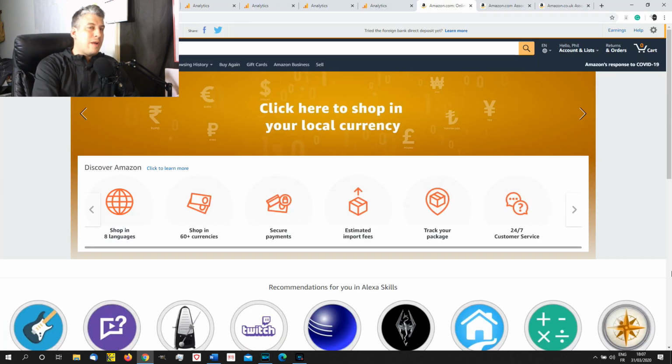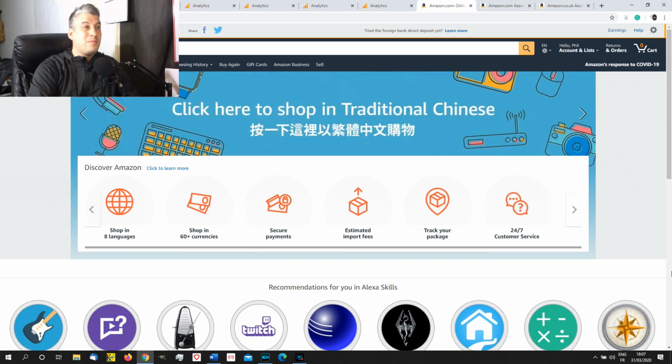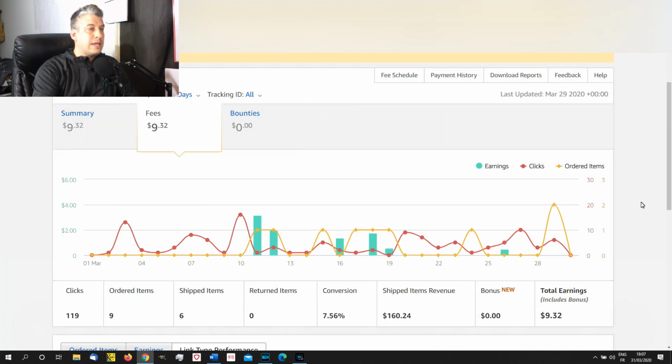Okay, so let's just talk about the money, because I am making some money from Site 1. So let's look at the money I've made from Amazon. In the last 30 days from Amazon.com, I've had 119 clicks, 9 items have been ordered, of which 6 have been shipped. So there are 3 orders that are missing from this at the moment. So I've made $9.32 here, but I think there's probably about another $1 to $3 coming in.